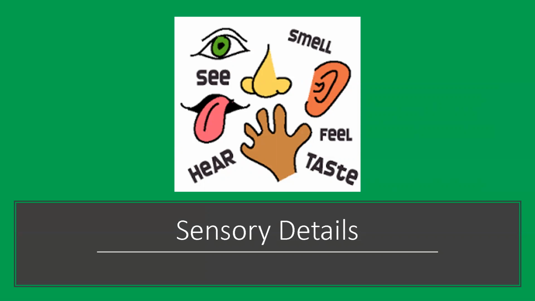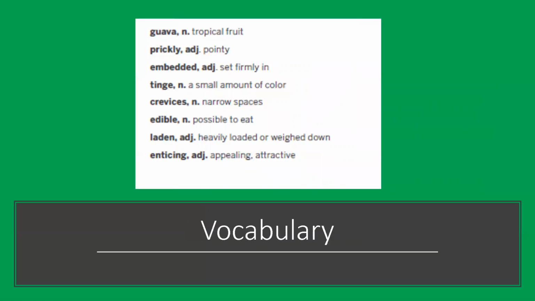And so quickly, let's review our vocabulary before we dive into our text today. As we read today, it's about a guava, or we're going to see this over and over again. Remember, a guava is a noun. It's a tropical fruit. We're also going to see this word prickly. It's an adjective. It's like pointy, right? It's hard to touch. We might see this word embedded. It's an adjective. It means set firmly inside of.